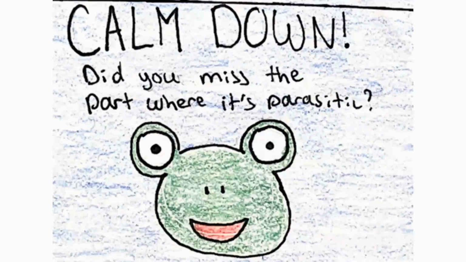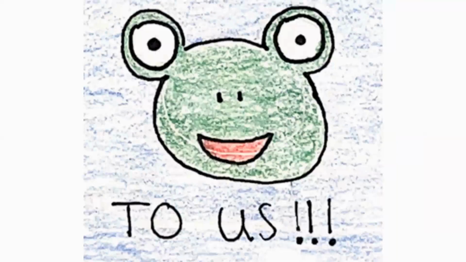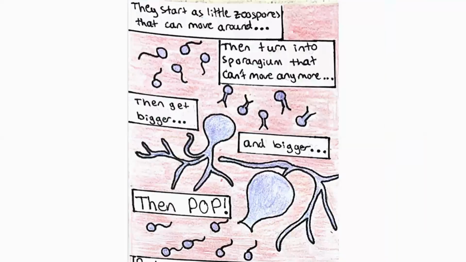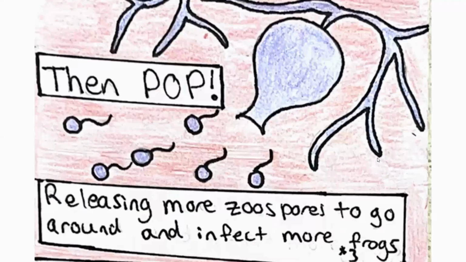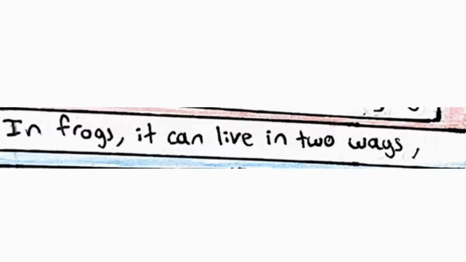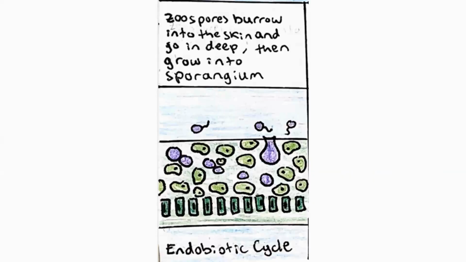Calm down, guys. Did you miss the part where it's parasitic? To us? These little microorganisms start as little zoospores that can move around. They then turn into sporangium that can't move anymore. Then they get bigger and bigger, and then they pop, releasing even more zoospores to go around and infect even more frogs. In frogs, it can live in 2 ways.